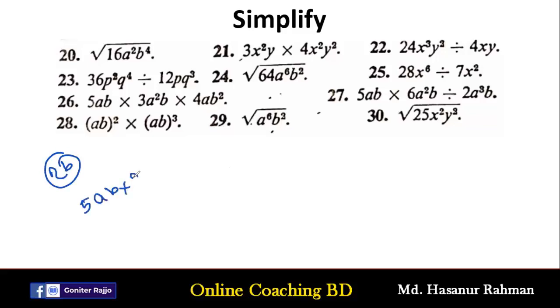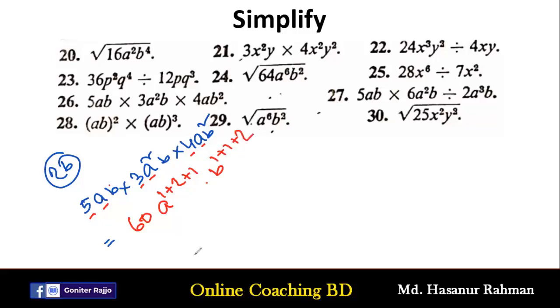5ab multiplied by 3a square b multiplied by 4ab square. Now we have to multiply 5, 3 and 4. So 5 multiplied by 3 multiplied by 4. What will it be? 5 4s are 20, 3 20s are 60. So it should be 60. Now a is a, a square, a. So a to the power 1, 2 and 1, multiplied by b to the power 1, 1, 2. So 1 plus 1 plus 2. Now we have to add. 60, a to the power 1 plus 2, 3 plus 1, 4. b to the power 4. That is our final answer.